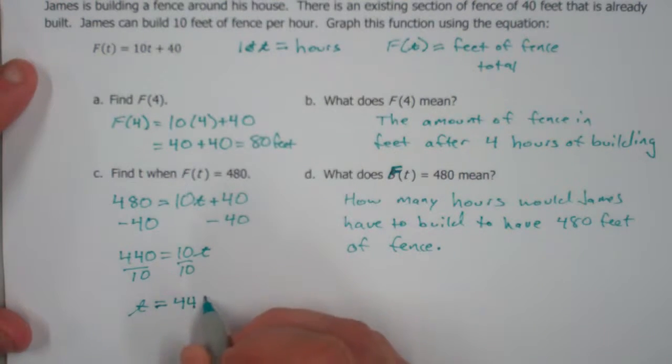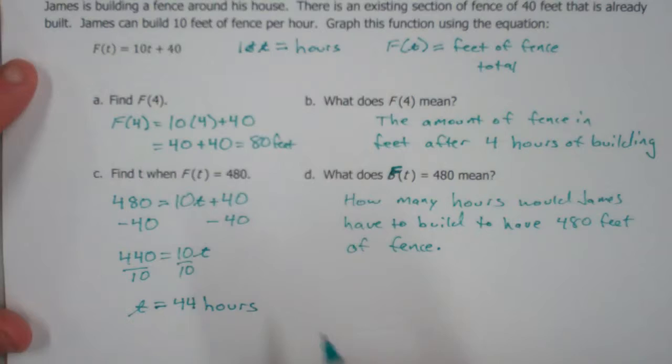Remember, the t is in hours, so we want to try to list our unit here. So we've got 44 hours. In 44 hours, so if he works for 44 hours, a good long work week, or maybe even if he's working pretty hard, he could maybe do this in 3 days, maybe 4 days. So it will take him 44 hours to build, or at least to have 480 feet.